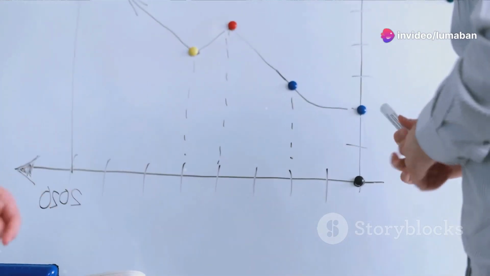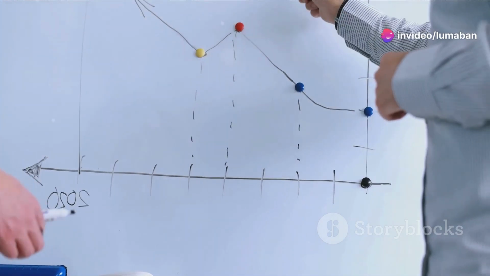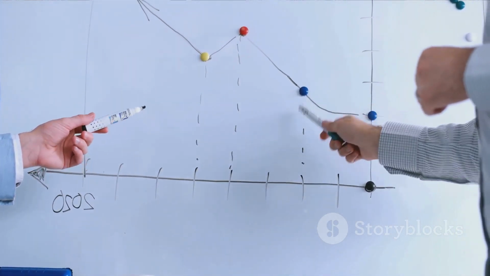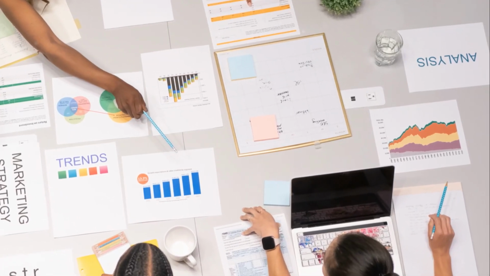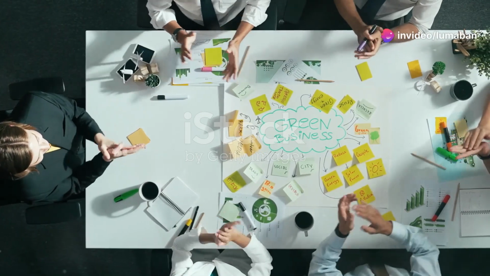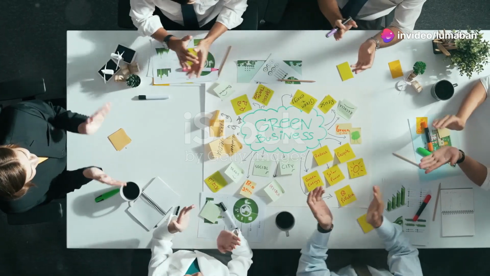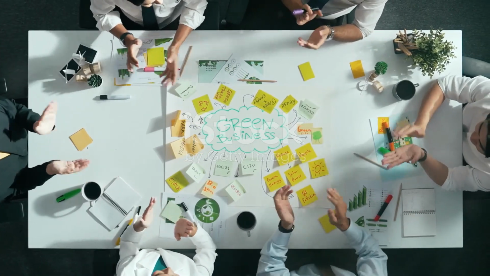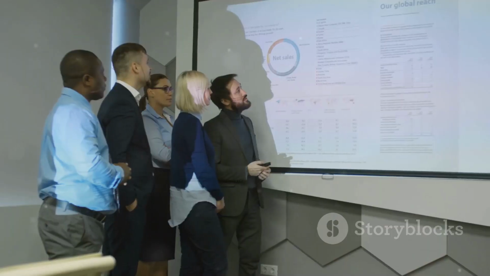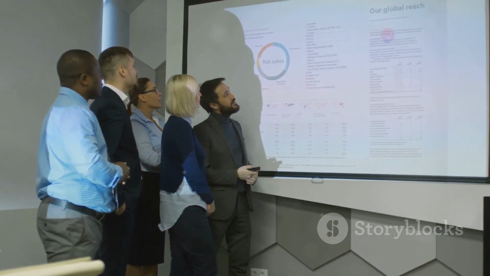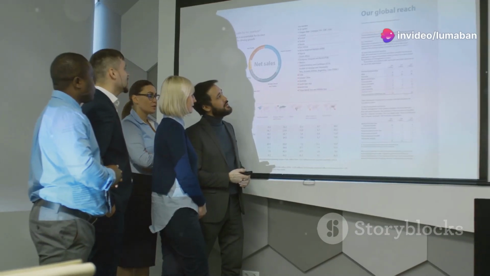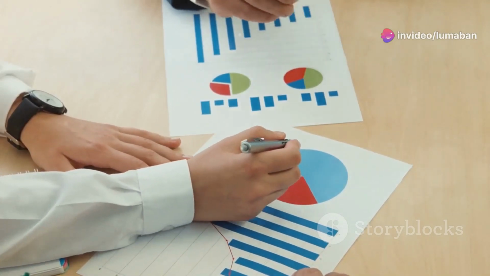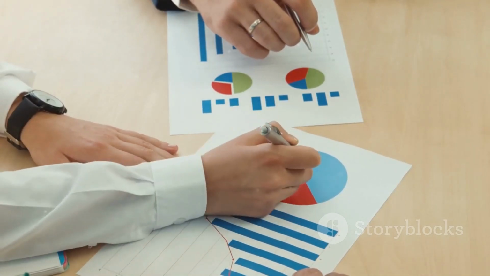Remember, the real power of the BMC lies in its visual nature. Visualization helps in simplifying complex ideas and making them more accessible and understandable. By sketching out these 9 elements on a single canvas, you gain a holistic view of your business. This bird's-eye perspective allows you to see the bigger picture and understand how different parts of your business interconnect. You can easily see how each component connects to and influences the others. This interconnectedness is vital for identifying strengths, weaknesses, opportunities, and threats within your business model.